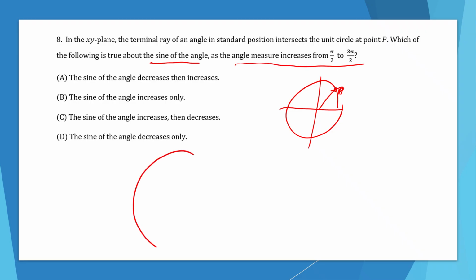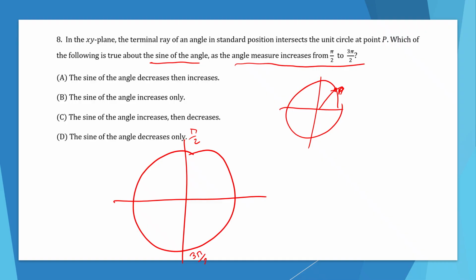So let's think about this logically, right? If we have this unit circle, we are starting at pi over 2, which is 90 degrees, and we are ending at 3 pi over 2, which is 270 degrees. What that is going to look like is we are starting right here on the unit circle and then making our way along the circle down as we go and approach there. And we are asked about what happens to the sine of the angle.